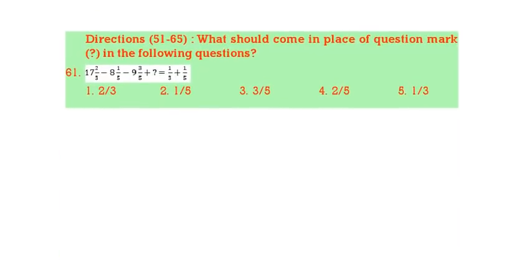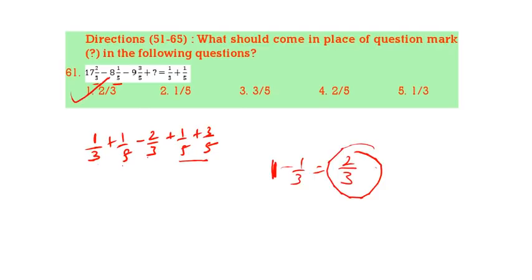See this one. 17 minus 8 minus 9. Minus 8 minus 9 minus 17, 17. So all these three values will get cancelled. Now take only the fraction. That is 1 by 3 plus 1 by 5. This 2 by 3, if it goes to other side, minus. This minus 1 by 5, it becomes plus. This minus 3 by 5, it becomes plus. Now 3 by 5 plus 1 by 5, 4 by 5. 4 by 5 plus 1 by 5, 5 by 5. 5 by 5 is 1. 1 by 3 minus 2 by 3 minus 1 by 3. 1 minus 1 by 3 is 2 by 3. 2 by 3 is the correct answer. Next question.